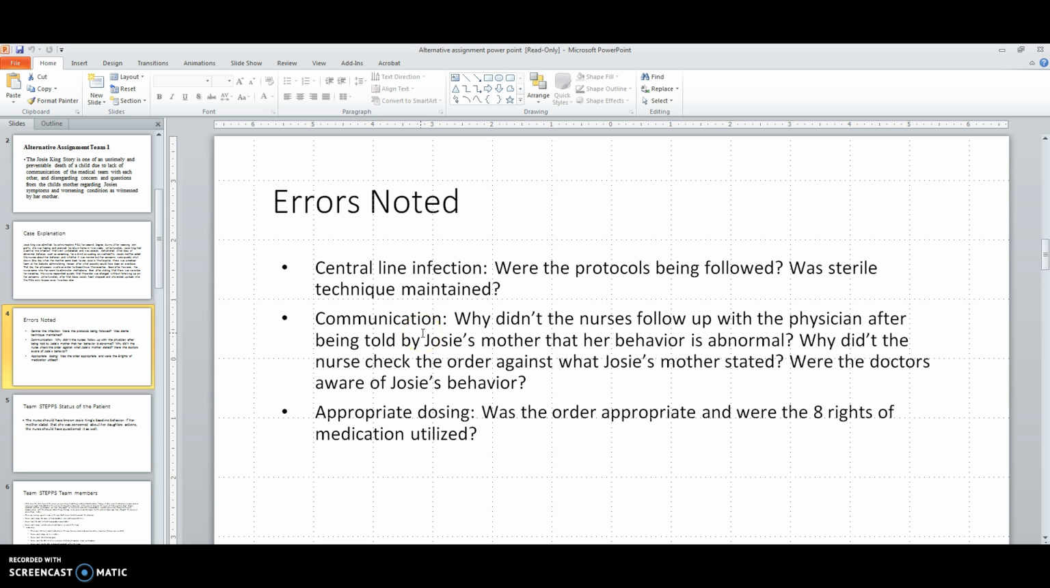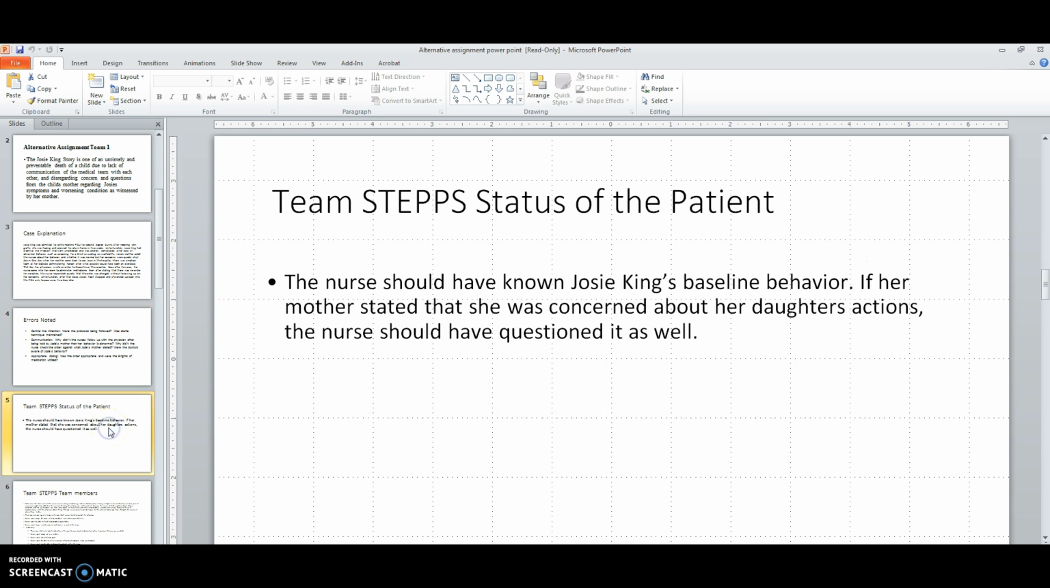If you say communication was an error, what about communication was the error? Appropriate dosing. What about the dosing was inappropriate? Not was the order appropriate, but was the dose and the time of the medication or medications appropriate for this particular child having these particular symptoms. So you're asking questions, not making statements about errors that you noted.